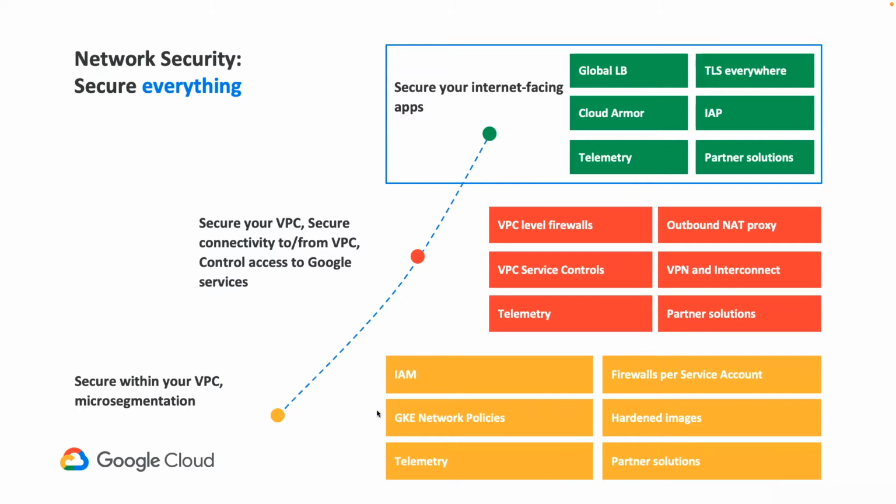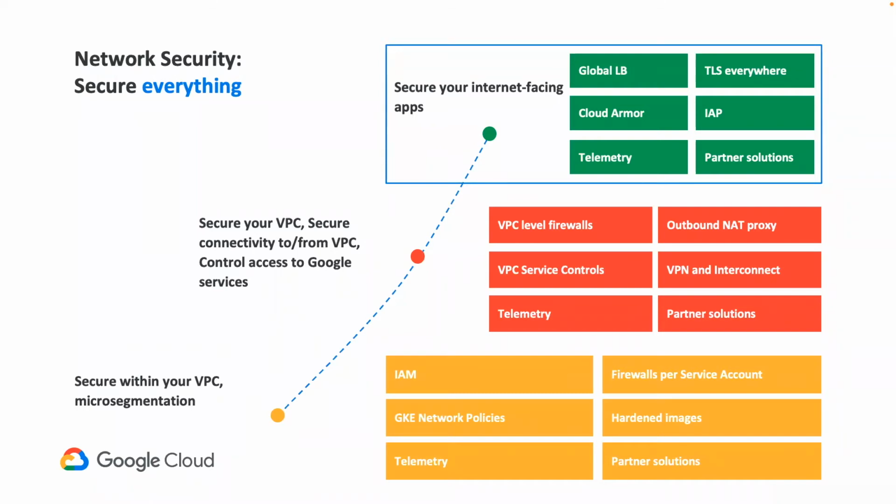So things like GKE network policies, things like firewall per service account, and gaining a wide set of telemetry data. All this is relevant when you're trying to make sure that you've hardened your VPC's posture when data is being transferred intra-VPC or within your VPC.